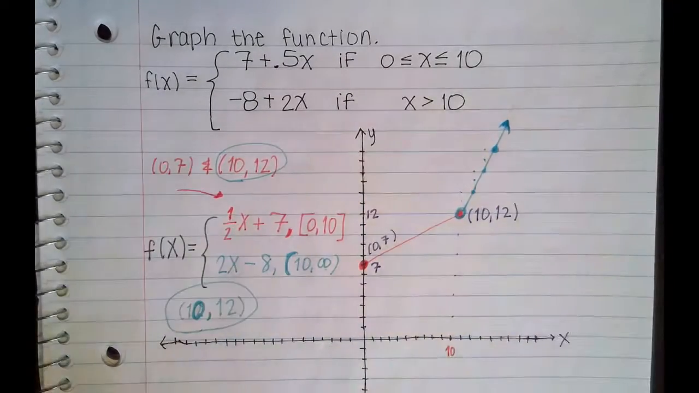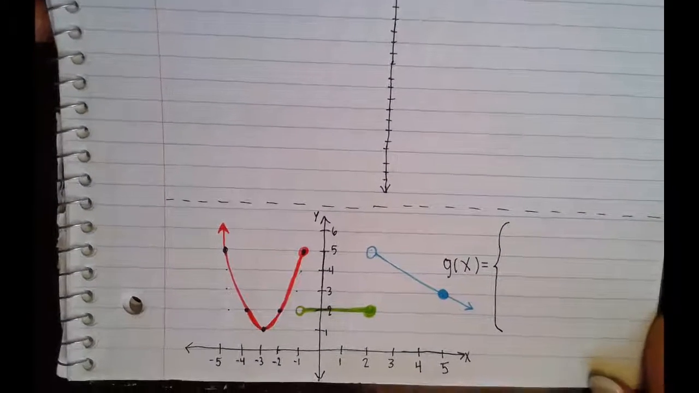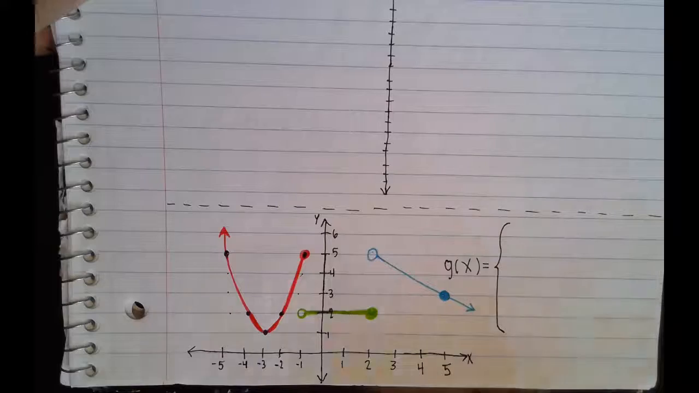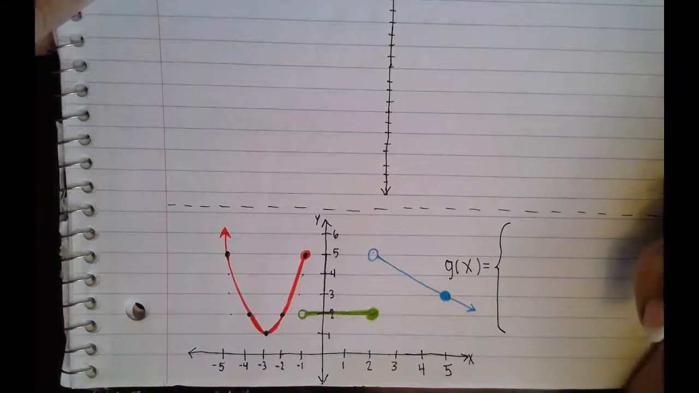Now in this example, what if you are given a graph and you're asked to write the function? So kind of in reverse, just a little, make sure you understand. The red is a parabola. It's opening upward. I don't need to write it in standard form. I could definitely write this in vertex form. I move to the left 3 units.